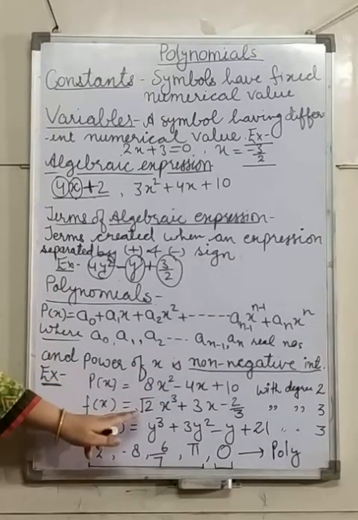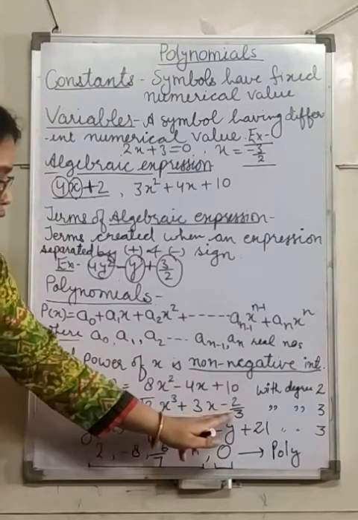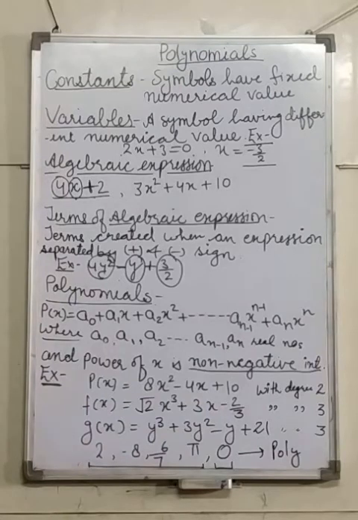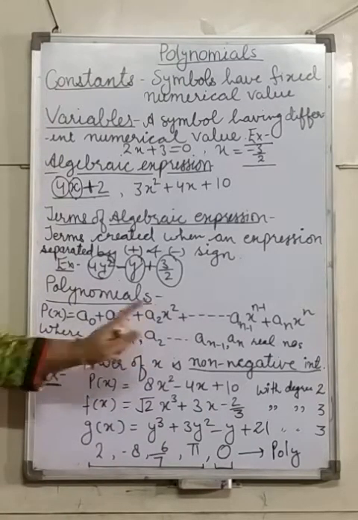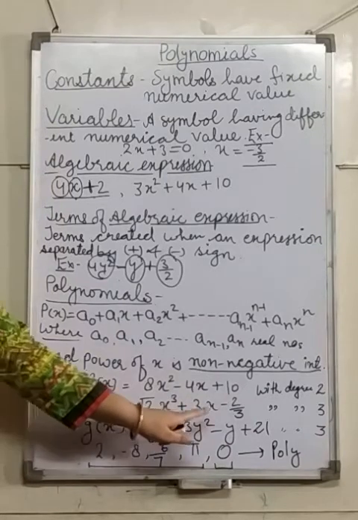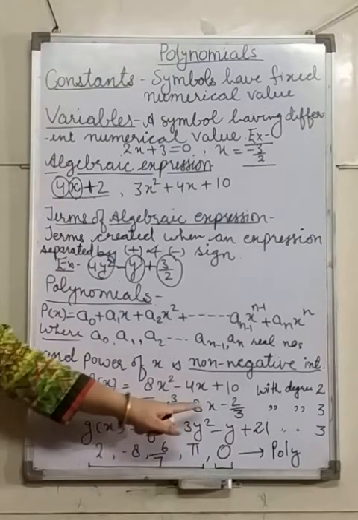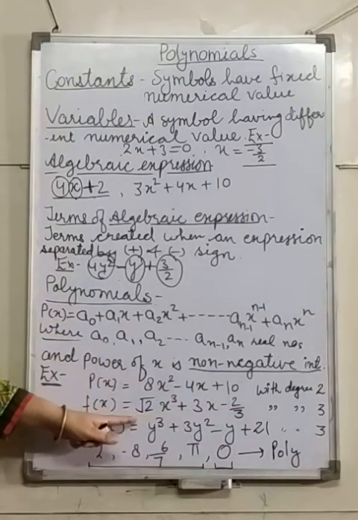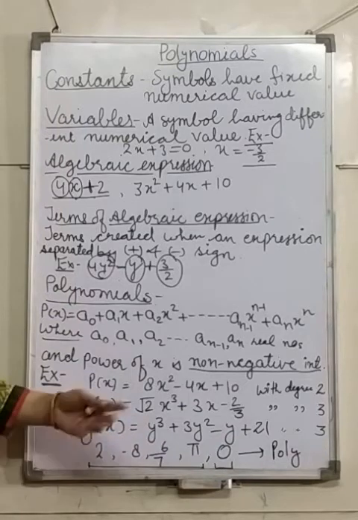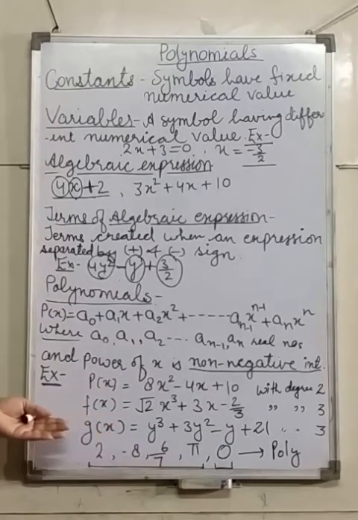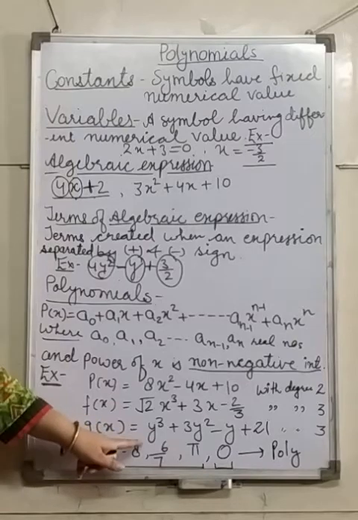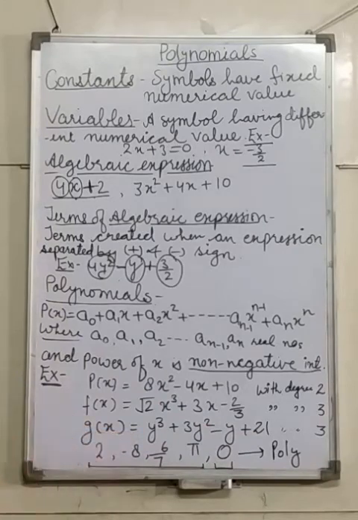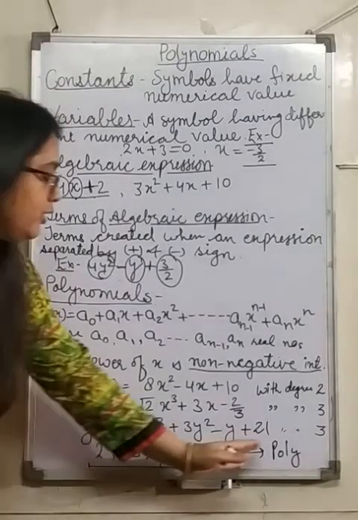Another example, root 2 x cube plus 3x minus 2/3. As you can see, root 2, 3, minus 2/3 are the real numbers taking the place of a0, a1, a2 and x cube, x, as you can see the power of x is positive. Fine. So this is also a polynomial and the degree of this polynomial is 3. Next, suppose another example we take in the form of y. We change the variable: y cube plus 3y square minus 5 plus 21. So its degree is 3. And these are also polynomials.